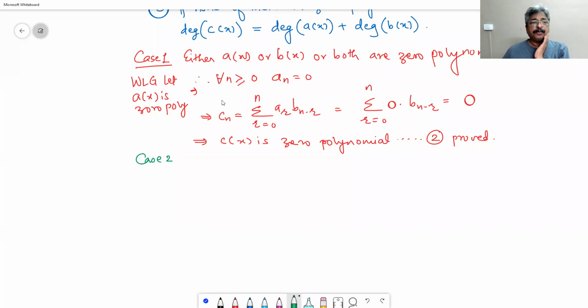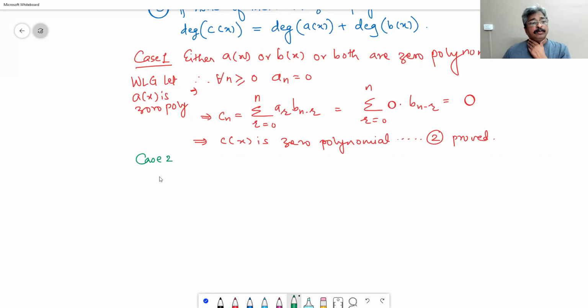We will write the proof of this theorem in two parts. Part 1: if any one of them or both of them are zero polynomials, then it is an easy case. Without loss of generality, let us assume a(x) is 0. That means all the coefficients are 0, a_n equal to 0. So by the definition of c_n, the term a_r b_(n-r) is going to be 0 every time, producing c_n equal to 0 for every n. And therefore, c(x) becomes the zero polynomial. Our point number 2 is proved.